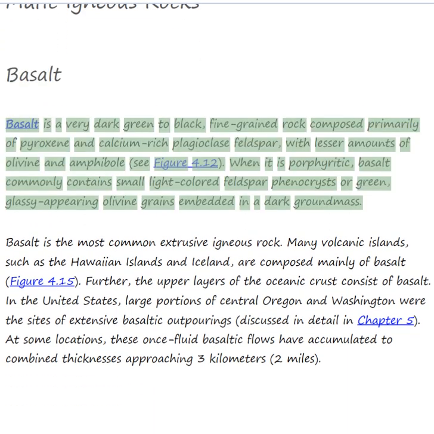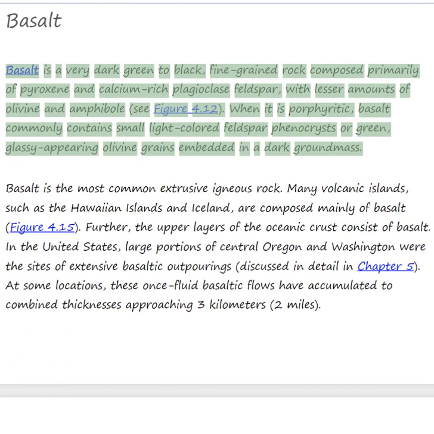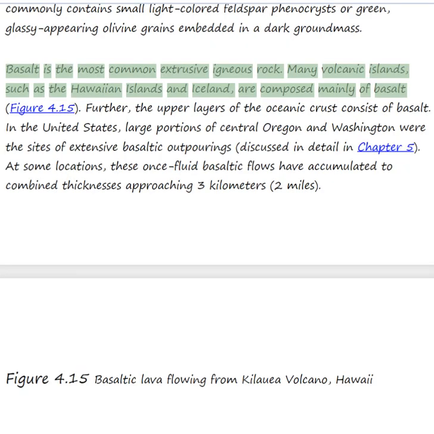Basalt. Basalt is a very dark green to black, fine-grained rock composed primarily of pyroxene and calcium-rich plagioclase feldspar, with lesser amounts of olivine and amphibole. When it is porphyritic, basalt commonly contains small light-colored feldspar phenocrysts or green, glassy-appearing olivine grains embedded in a dark groundmass. Basalt is the most common extrusive igneous rock.